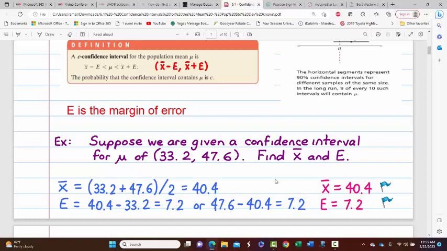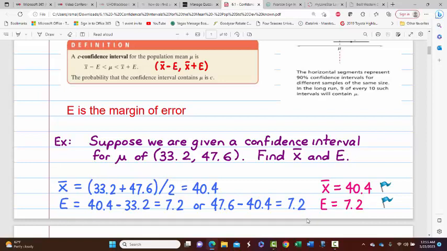That's your sample mean. Now there's two different ways, actually 3 different ways, I'll tell you the third way, that you can get the margin of error. Since it's the same distance to either end, you can take the sample mean, 40.4, and subtract the 33.2 and get 7.2. You could take the larger number, 47.6 minus 40.4, and you'll get 7.2. Either way, you don't need to do it both ways, but its margin of error is 7.2.